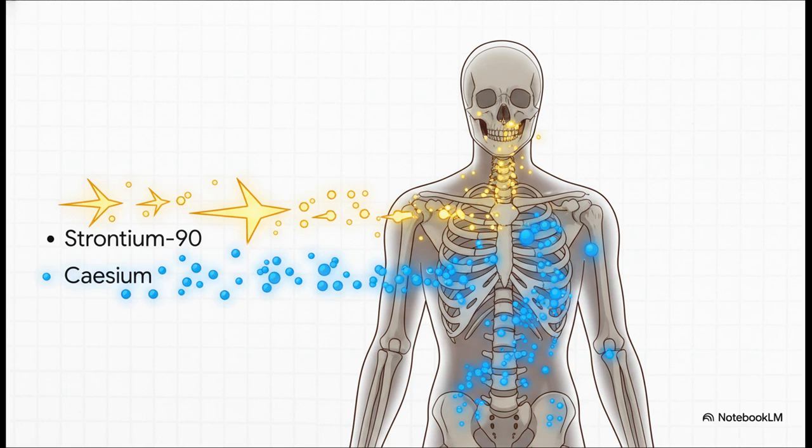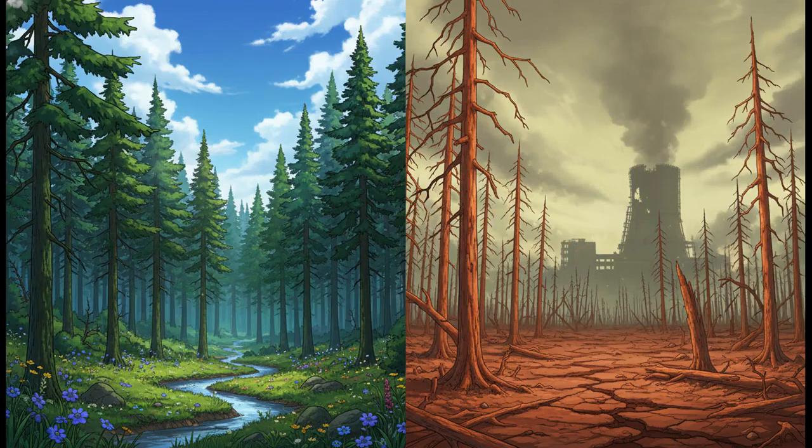Things like strontium-90, which our bodies mistake for calcium, so it gets into our bones, and cesium, which spreads all throughout the body's soft tissues. This is the bad stuff. The immediate impact on the local environment was, well, it was catastrophic. The nearby pine forest died and turned this eerie ginger color. They're now called the red forest. Animal populations just crashed. Livestock just a few miles away got sick and died. The soil itself was so poisoned it couldn't support new life.